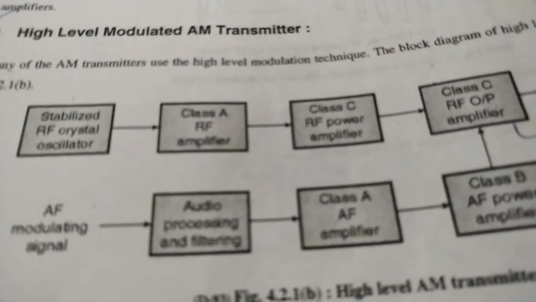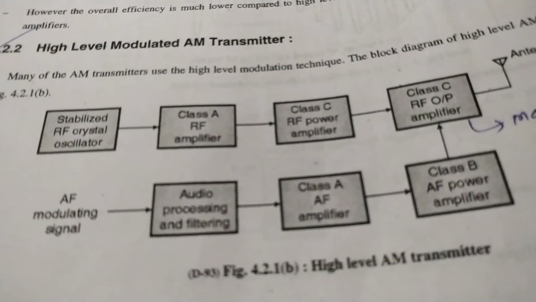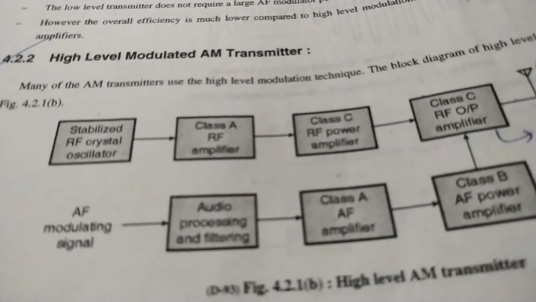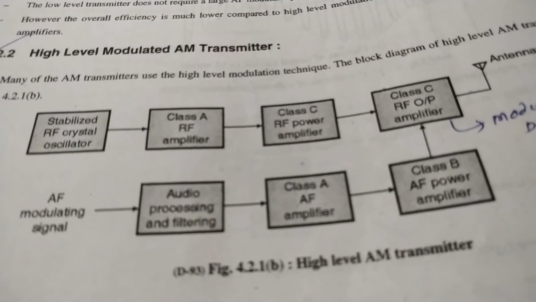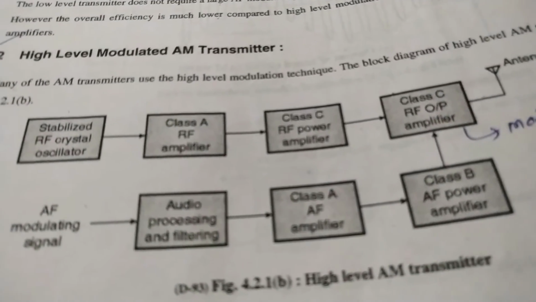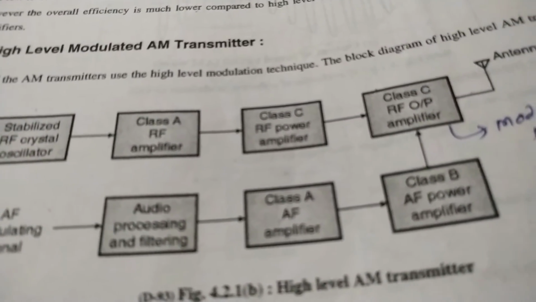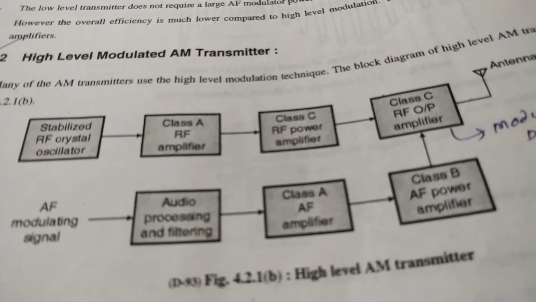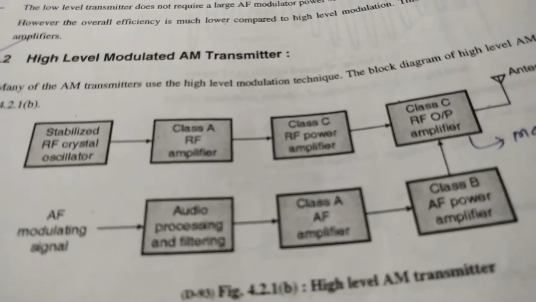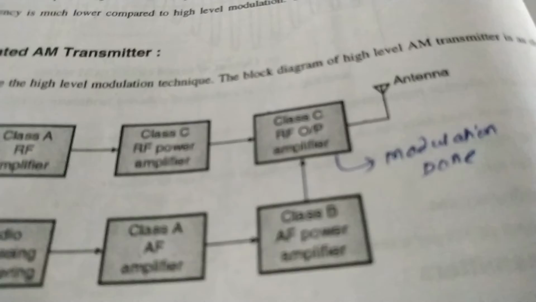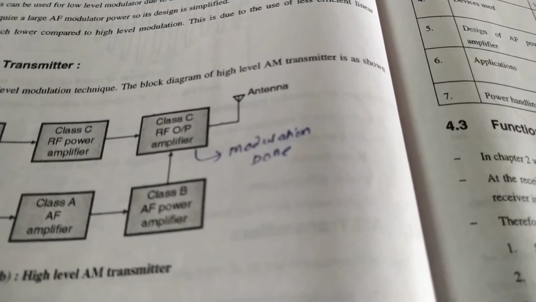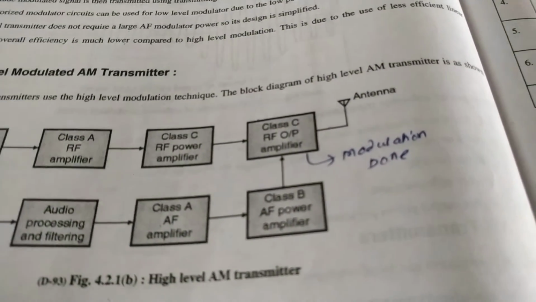Next we observe the high level modulated AM transmitter. Again here we use the stabilized crystal oscillator, and this block is used to generate the carrier signal. Then we can observe a chain of amplifiers, the class A and the class C, which are used to generate a good quality and efficient carrier signal. The last block that we can observe, the class C RF output amplifier, is called the modulator block.